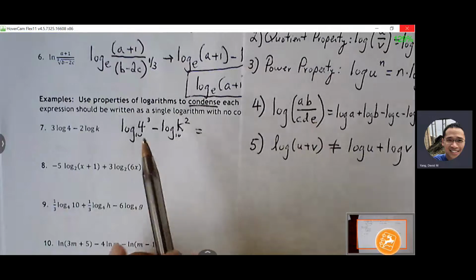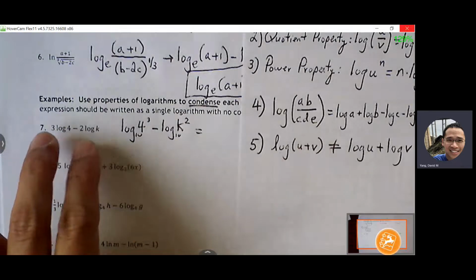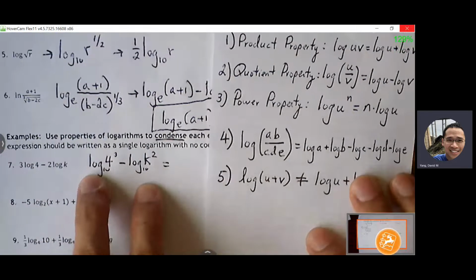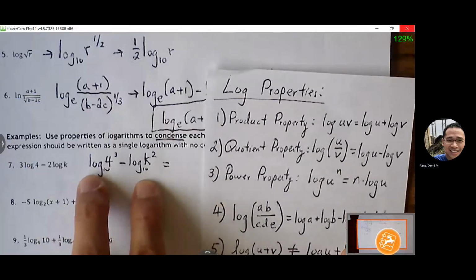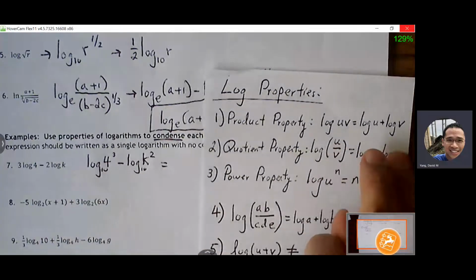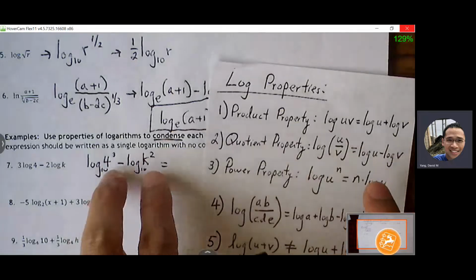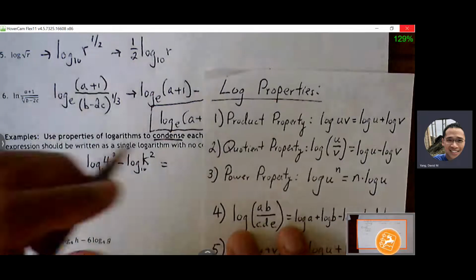Okay, so now that we have our exponents taken care of, or our coefficients taken care of, which property are we going to use? Quotient, yeah. Now we're moving from this side to this side. We have the minus. We're going to merge it together as a division.